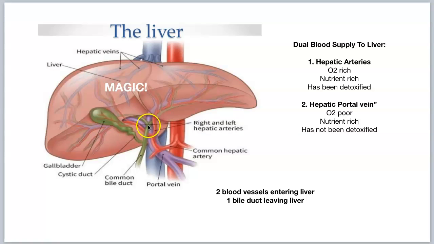And then we have this bile duct leaving this liver. We talked about this already. We were doing the GI tract, but this is leaving the liver. The liver is going to make bile, and it's going to leave through this bile duct. So we're going to look at these 3 structures next.